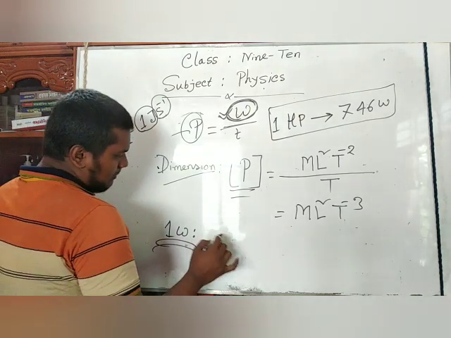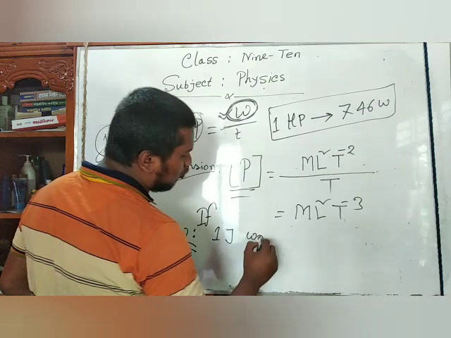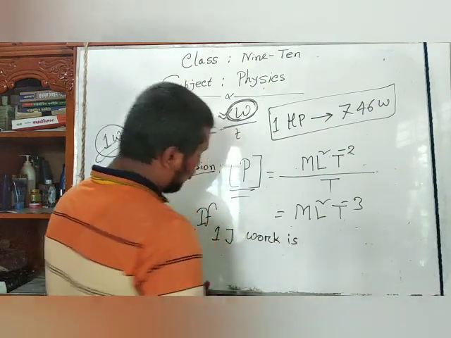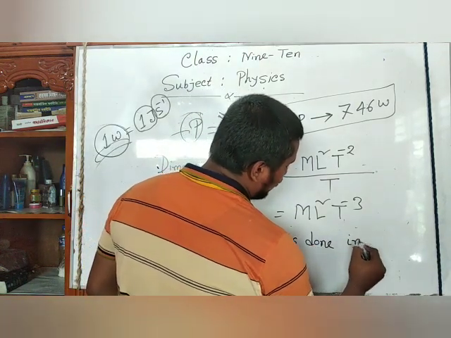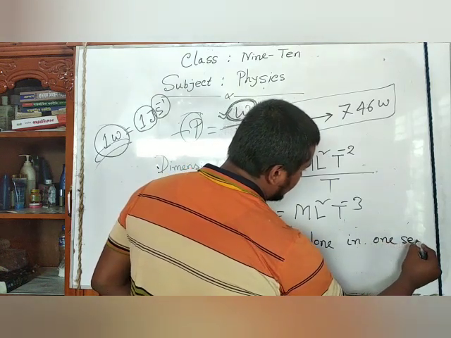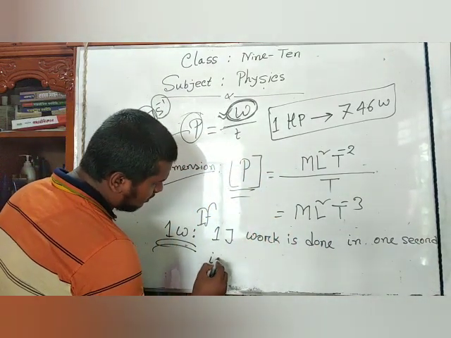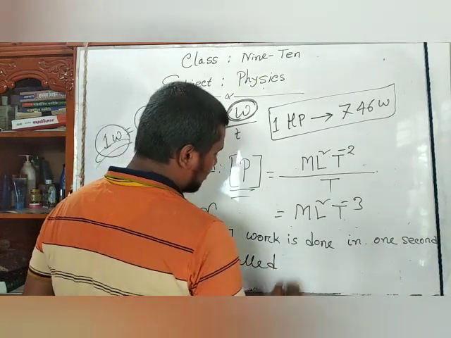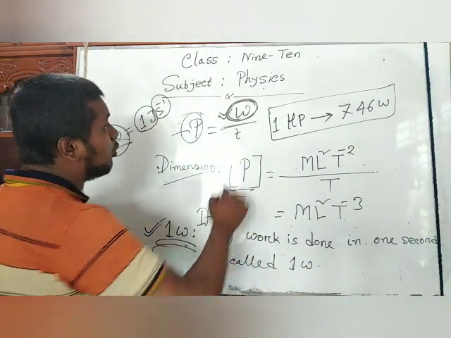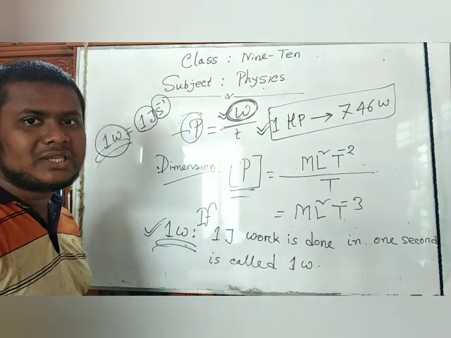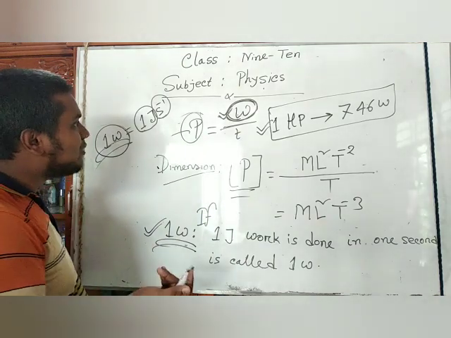Dear friends, if 1 joule of work is done in 1 second, it is called 1 watt. So dear students, you know what you mean by 1 watt, what you mean by 1 HP, what is the unit of power, what is the dimension of power, what you mean by power, and what is the formula of power.